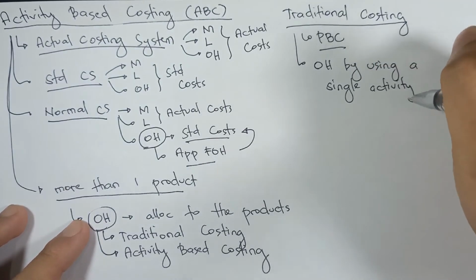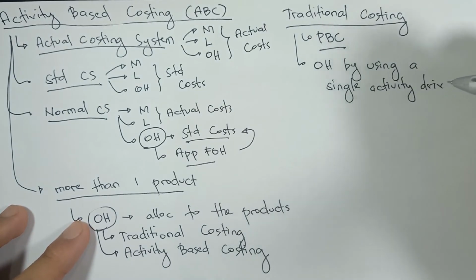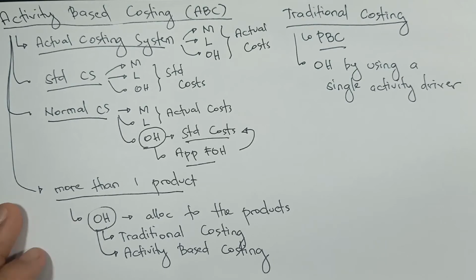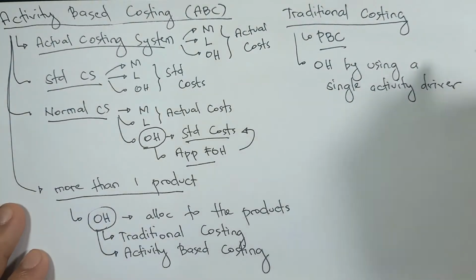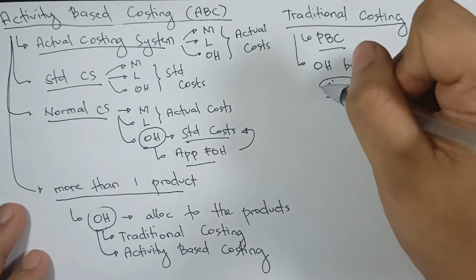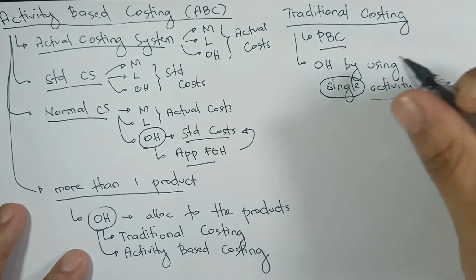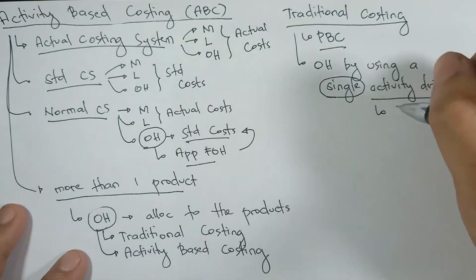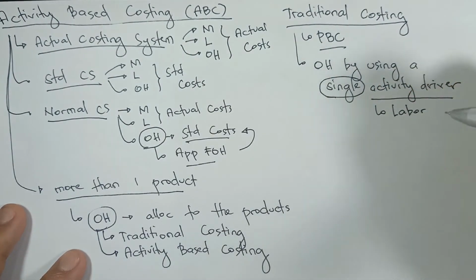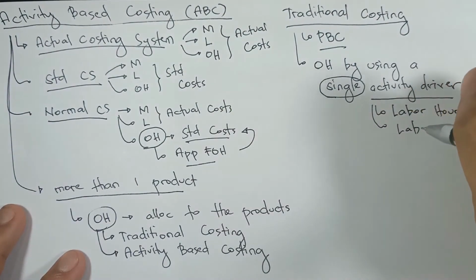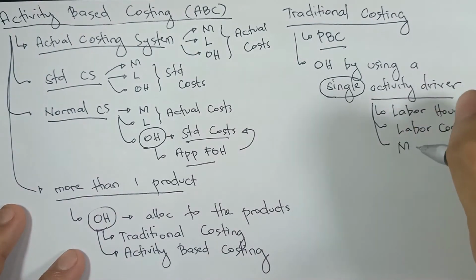Sir, ano po yung activity driver na yan? Activity driver is actually the volume of activity we use to allocate overhead. So, yung single activity driver na yan, natawag siyang single because we are just using one activity driver. And this activity driver in traditional costing may be the labor hours. Sometimes it is the labor cost, or pwede rin namang maging machine hours.